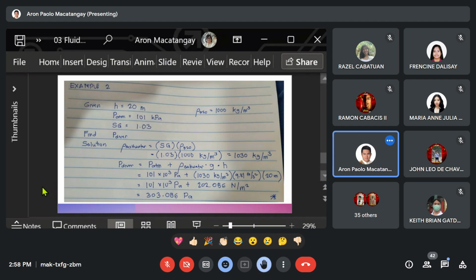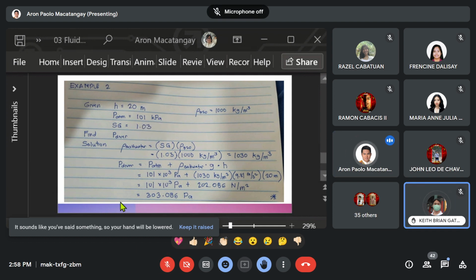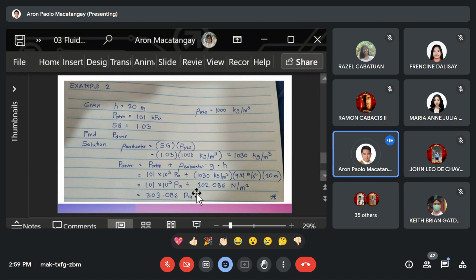Okay? Question. It seems my unit is wrong, since I used 10 to the third. Yes, you're right. If this is the same, it is 101,000, then the 302, ah, 202, so it seems like 101,202 Newton. Hmm. I will review this and give feedback. It seems wrong.